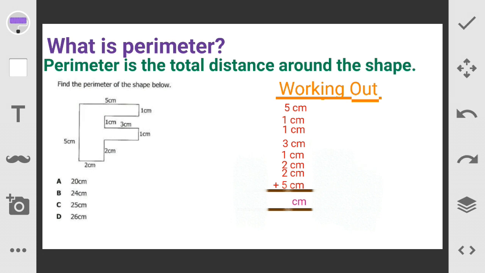So let me start again. 5 plus 1 plus 1, that is 7, plus 3, 10, plus 1, 11, plus 2, 13, plus 2, 15, plus 5, that is 20. So the answer is 20. So the correct answer is 20 centimeters. So the perimeter of this shape is 20 centimeters.